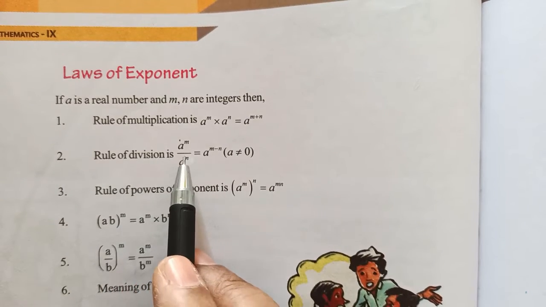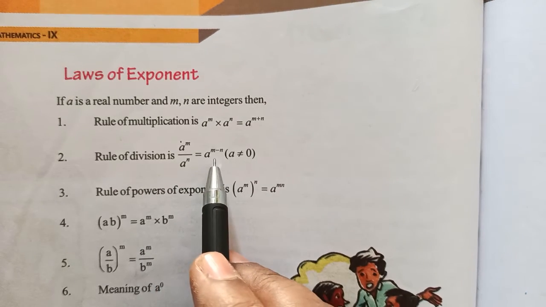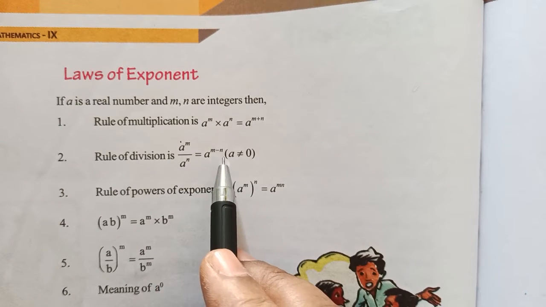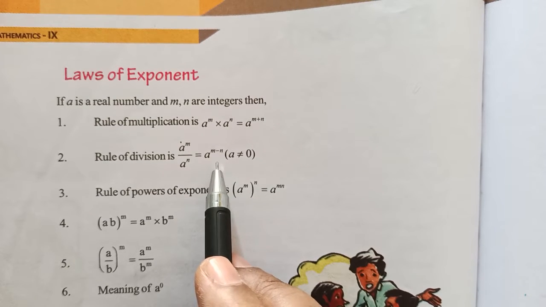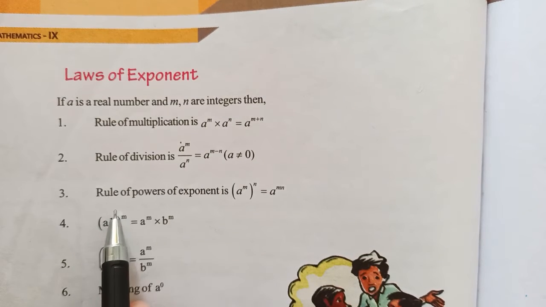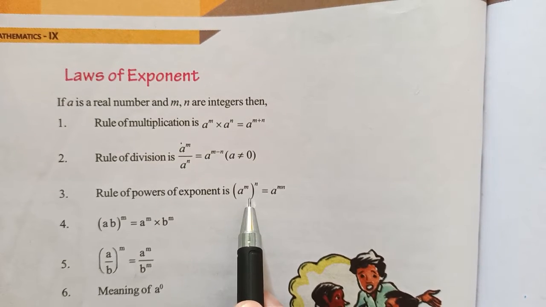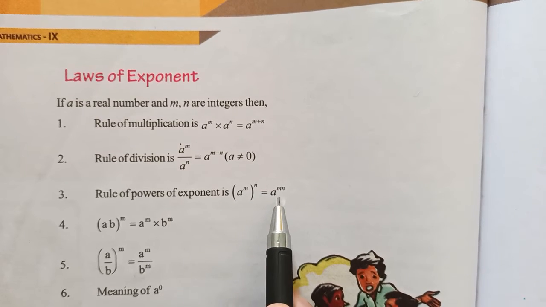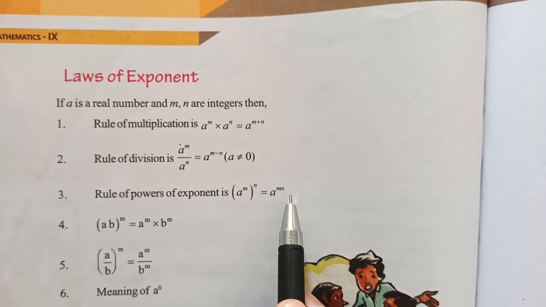रूल्स ऑफ डिवीजन. a to the power m upon a to the power n, a to the power m minus n. डिवाइड करते समय बेस सेम है तो पावर को माइनस कर देंगे. रूल ऑफ पावर ऑफ एक्सपोनेंट. a to the power m whole to the power n, a to the power mn, means m multiplied by n.